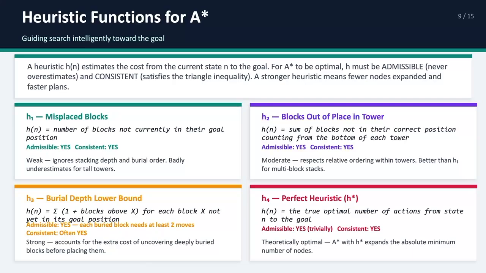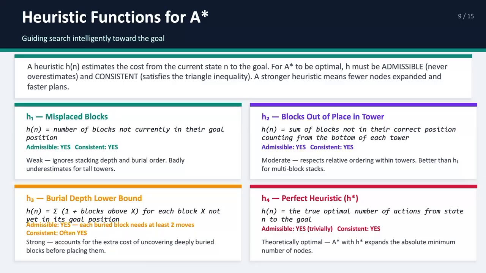Now we are looking at different types. First, misplaced block. Here we simply count how many blocks are not in the correct position. This is very easy to use, but it is not very accurate. Second is the block out of order. Here we check whether blocks are placed in a correct order. This is better because it understands stacking.